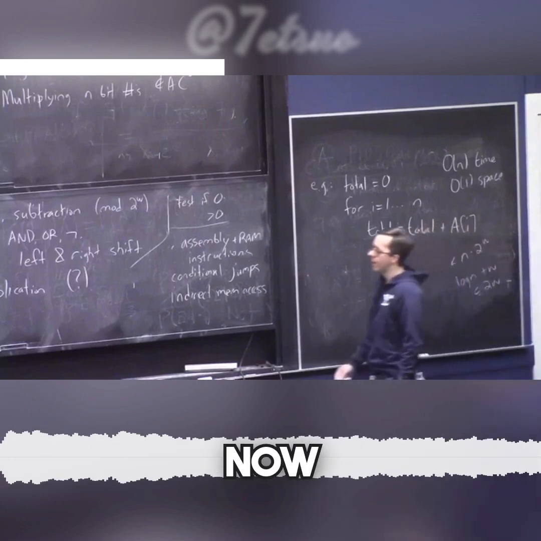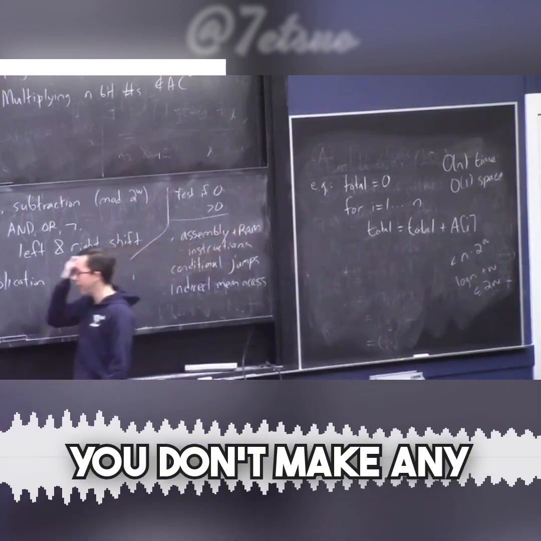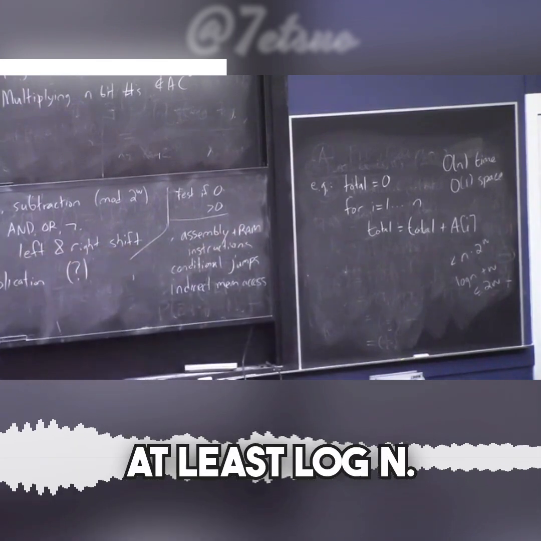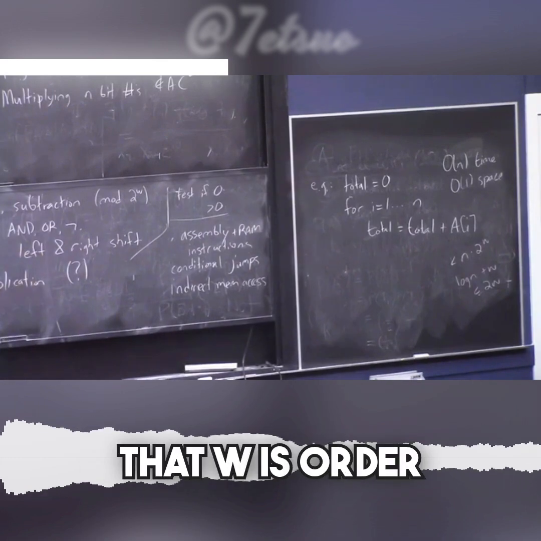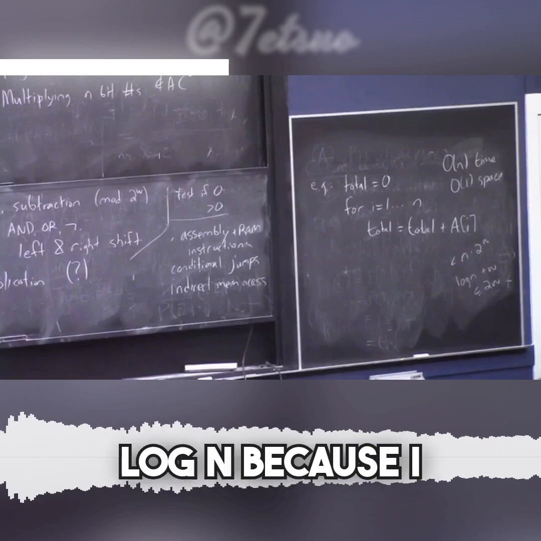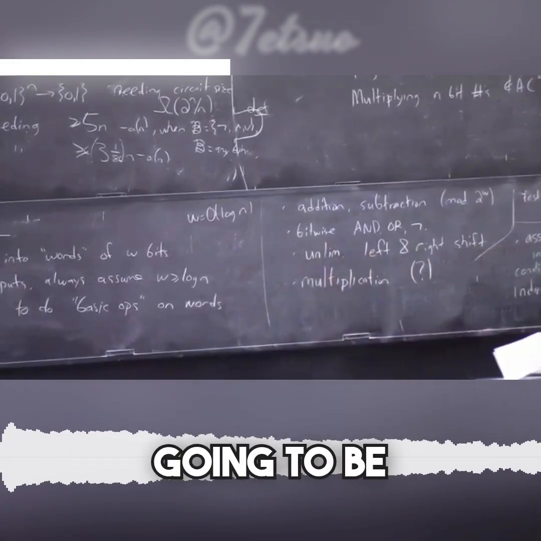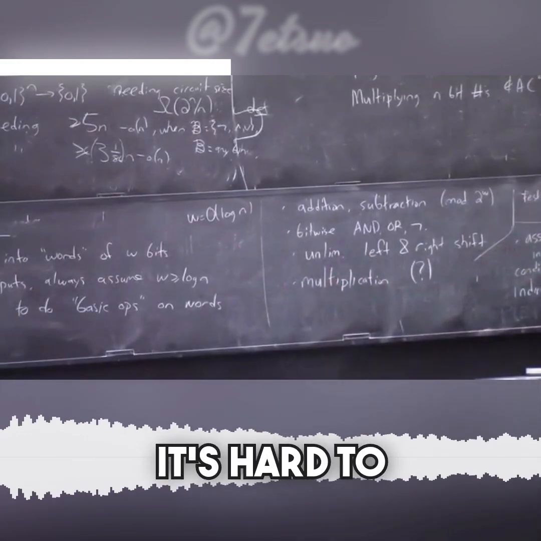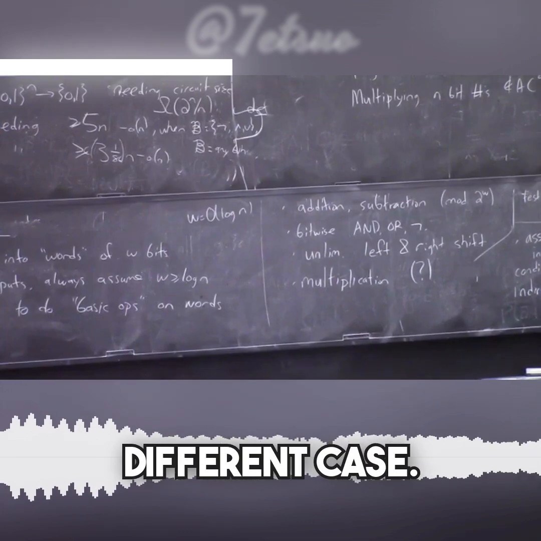OK. Now, in this model, you don't make any assumptions about w other than it's at least log n. I personally like to also assume that w is order log n, because I find it kind of weird otherwise. I kind of think it's nice that your integers are going to be numbers between 1 and poly n. It's hard to imagine that you would want to use a different case.